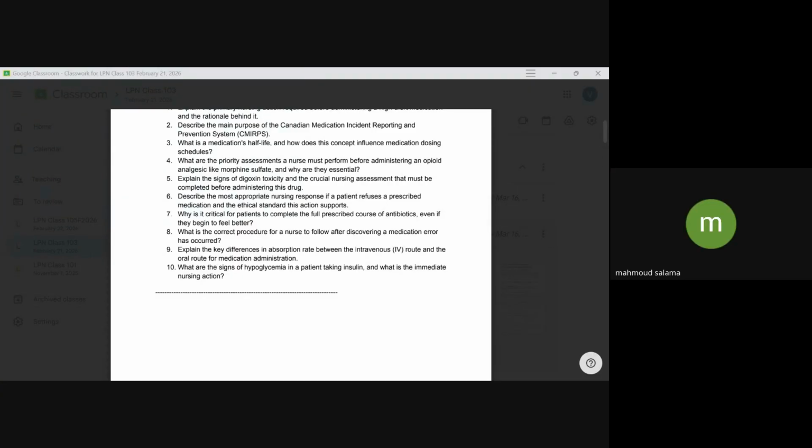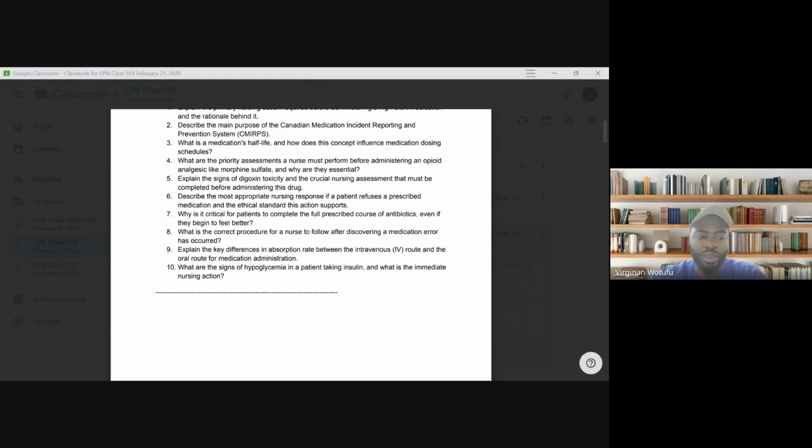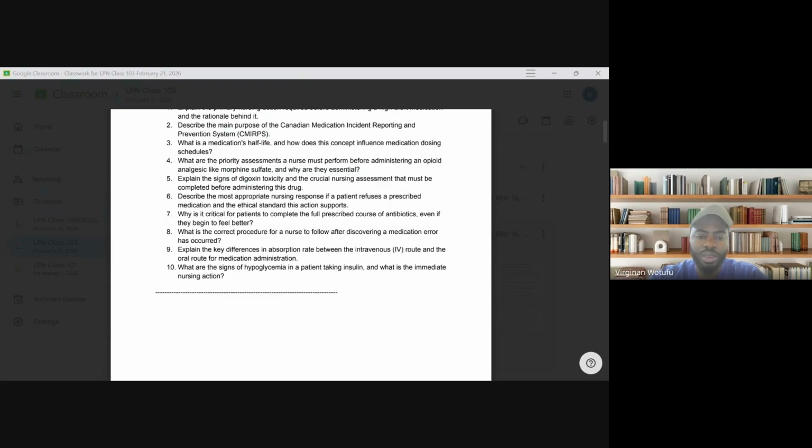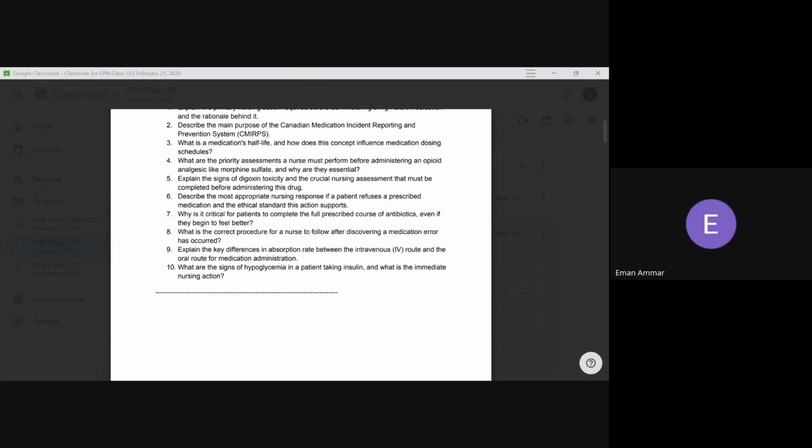For IV, it's direct to the bloodstream, so it becomes fast and complete absorption. Good. So it reaches its target faster, and it exerts its effects within 30 minutes. Within 30 minutes for absorption for IV, faster than oral. Correct.